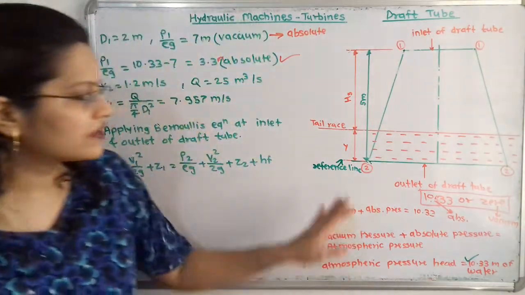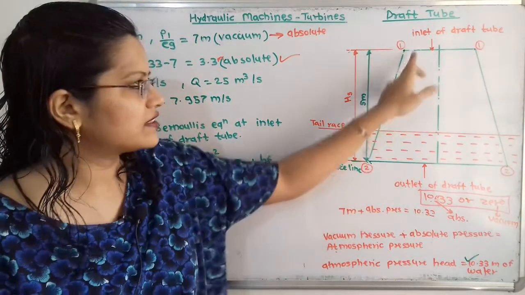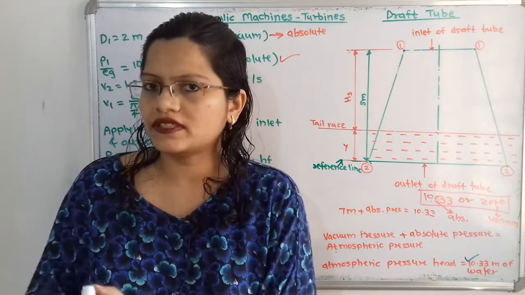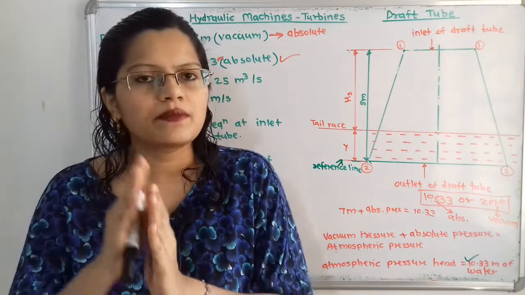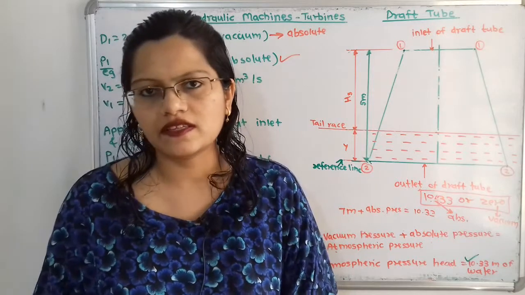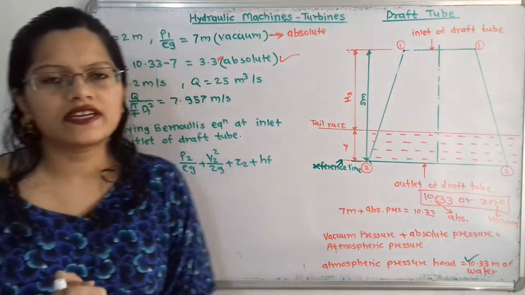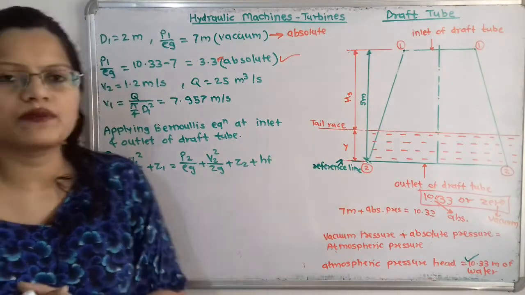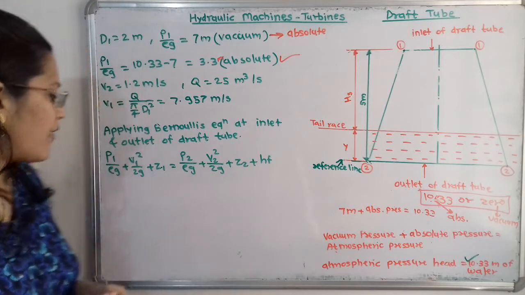If we observe this diagram, we will apply Bernoulli's equation at inlet and outlet, that is, at section 1 and at section 2. So pressure head plus kinetic head plus datum head at section 1 is equal to pressure head plus kinetic head plus datum head plus losses at section 2. But if we observe here, the losses are negligible, so we will take HF as 0. Then how to calculate the datum head? For this datum head, we will consider the reference line passing through the bottom, or the outlet of the draft tube. So now I will put the values.